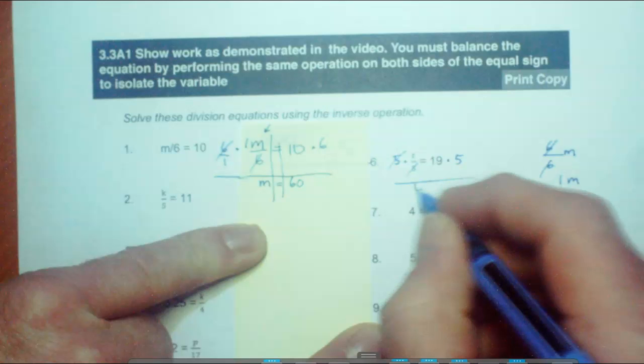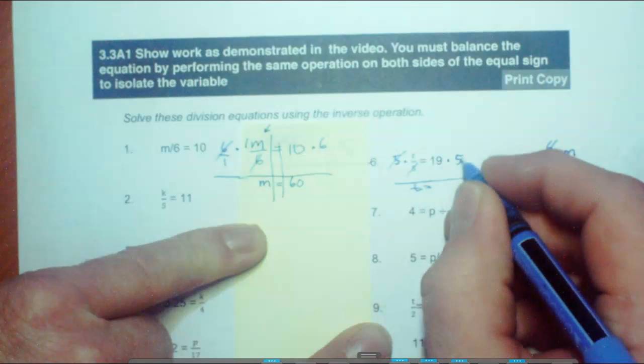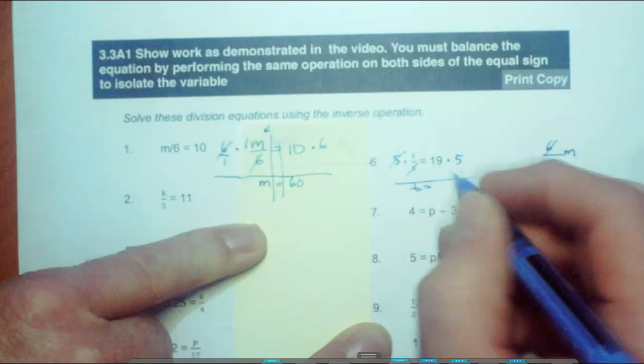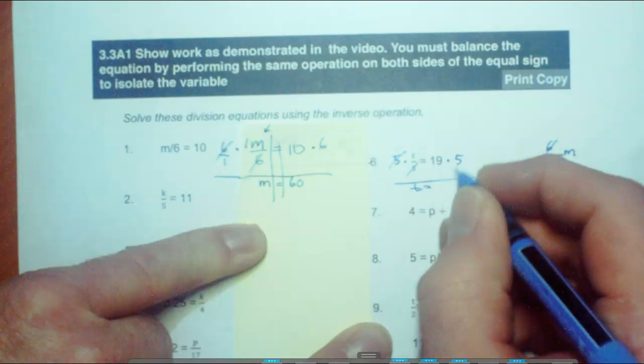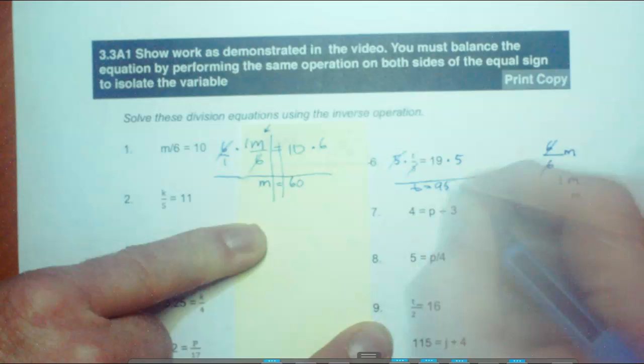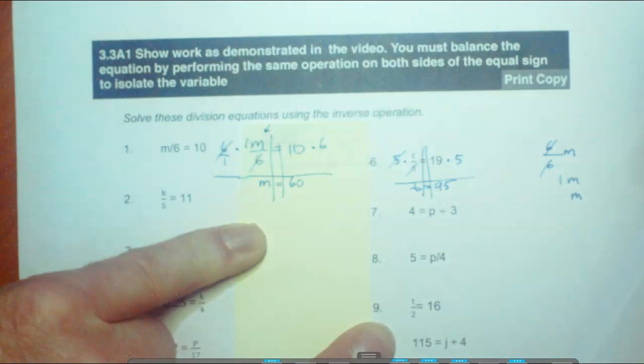You've got t is equal to 19 times 5. 5 times... I think it's 96. 5 times 10 is 50. 5 times 9 is 45. 95. t equals 95, not 96. I don't know what I was thinking there. And there you go. All right.